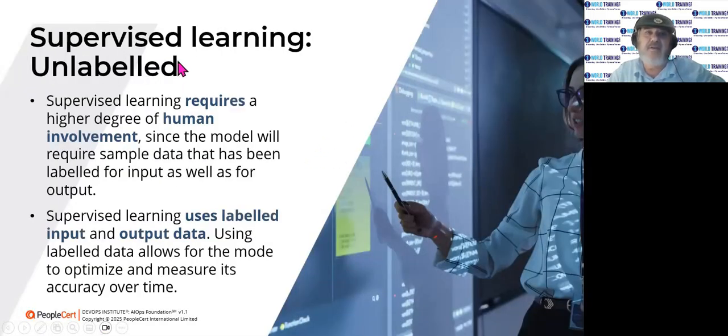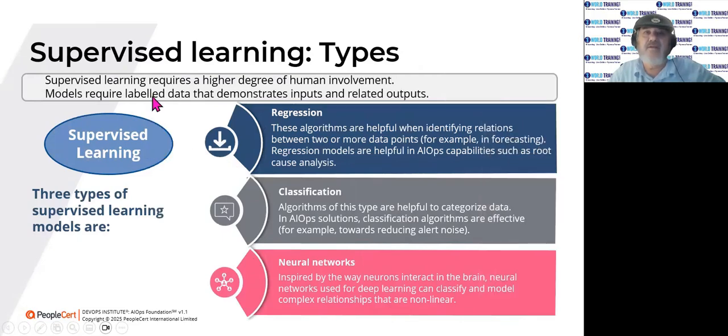Supervised learning, what it's sometimes called labeled learning. Supervised learning requires a higher degree of human involvement, since the model will be using sample data that has been labeled for input as well as for output. So it's already been pre-processed to some extent. Supervised learning uses labeled input and output data, using the labeled data for the model to optimize and measure its accuracy over time. There are several types of supervised learning.